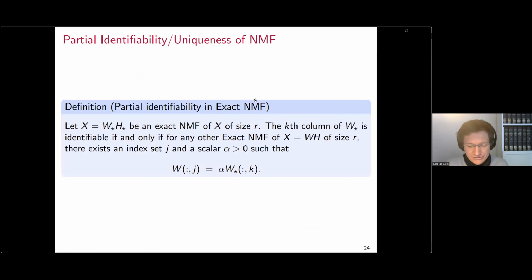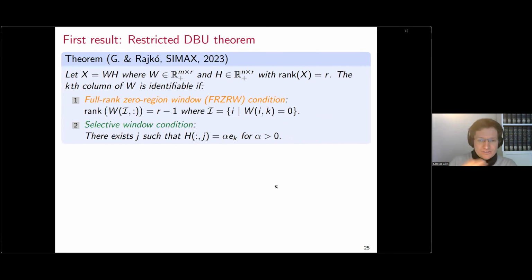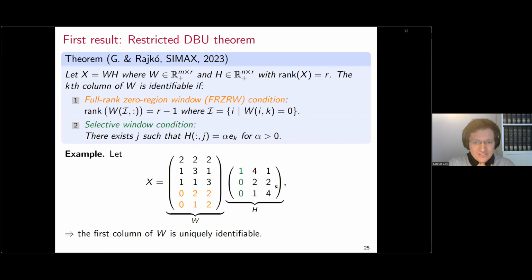We can still prove some interesting things, which we call partial identifiability. Although the full factorization is not unique, we studied the case: we cannot recover everything, but can we recover a subset of the columns of W and H? This is what we define as partial identifiability. The k-th column of W star is identifiable if and only if in any other exact NMF of the same matrix, it has to appear somewhere up to scaling. So again, there is a permutation and scaling ambiguity.